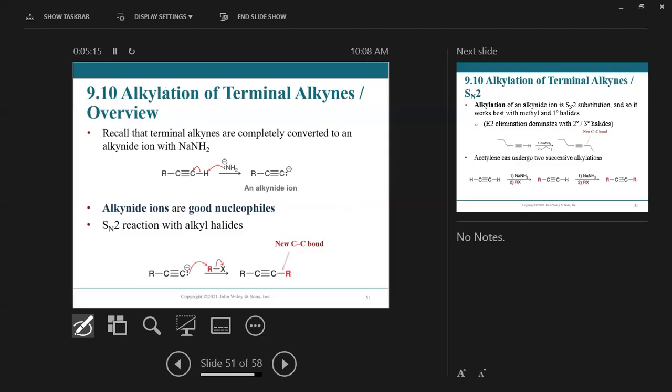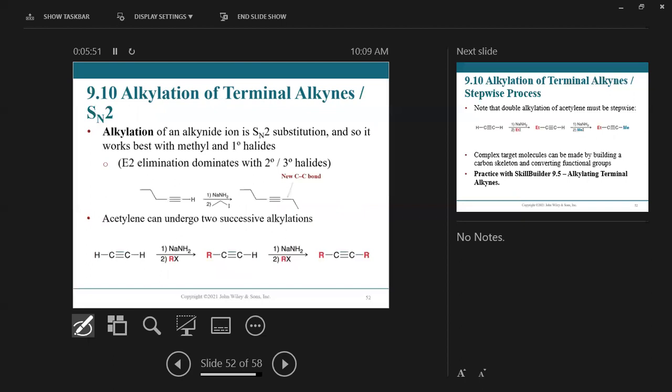It says, recall that terminal alkynes are completely converted to an alkynide ion with sodium amide. We can see this right here. The alkynide ions are good nucleophiles. We get a new carbon-carbon bond. Think for good nucleophile, think SN2, SN1. That nucleophile coming in, and here, this looks like an SN2 reaction, and had some type of leaving group, a good leaving group.